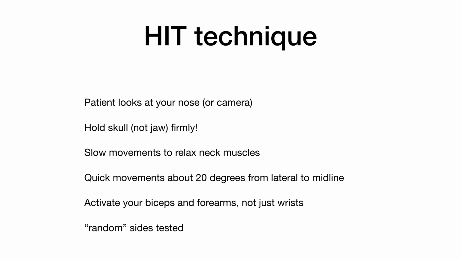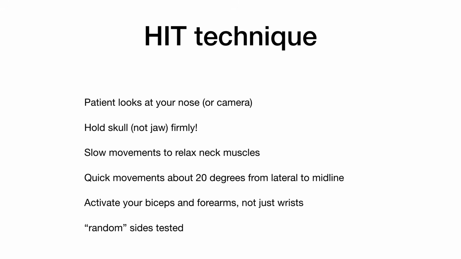When you perform the head impulse test, activate your whole upper limb, not just your wrists. Get your biceps and pecs in there. You can move a patient's relaxed head from 20 degrees off center back to midline at high speed and you're not going to hurt them. If you move their head too slowly, you might not see the catch-up saccade very well, and we're all about seeing the catch-up saccade.